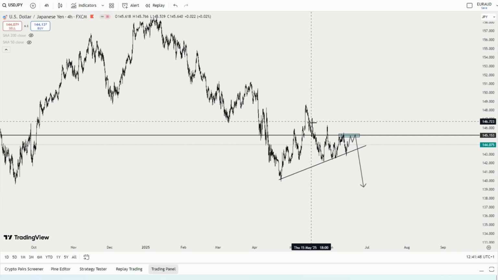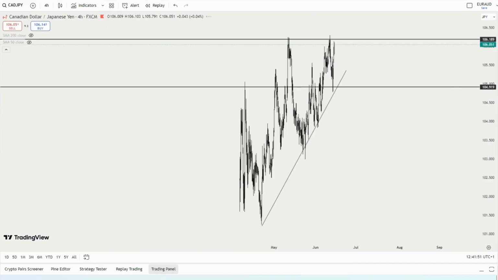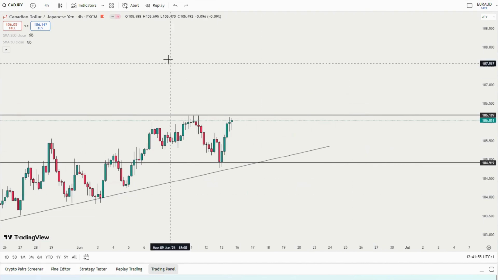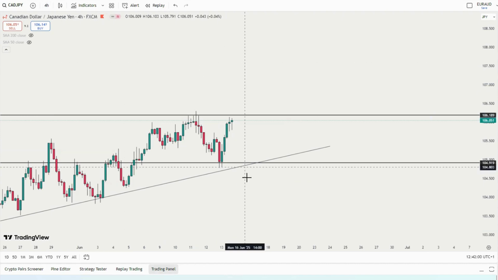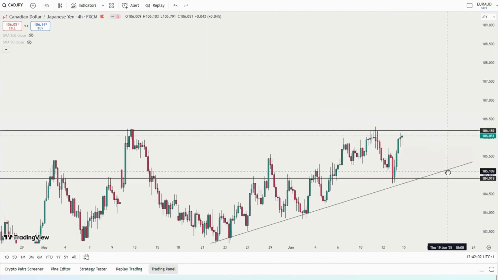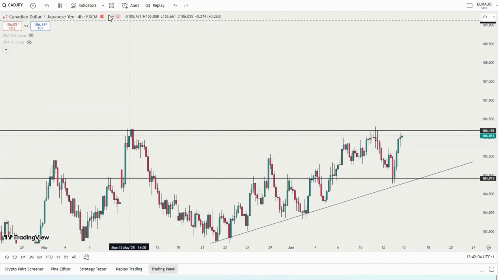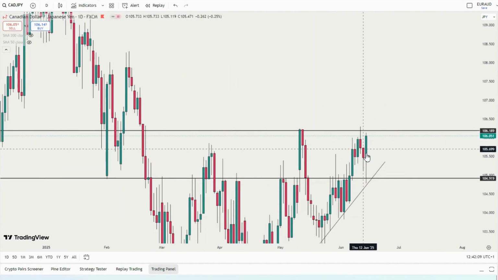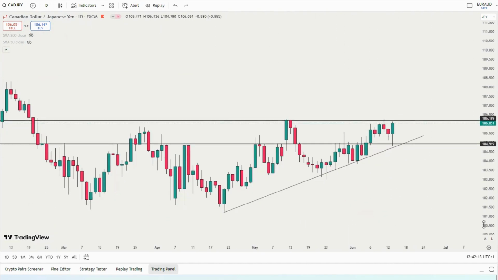So the next one we want to take is Canadian dollar JPY, and as I said previously, you will see more of Canadian dollar strength due to the geopolitical tension. Okay, and you see on Thursday and then Friday, there is this long candle after we have that escalation.